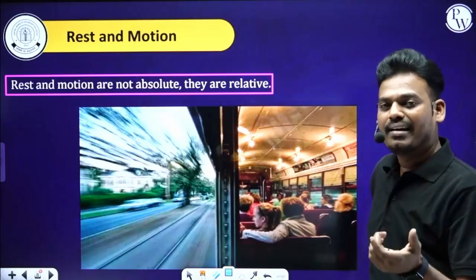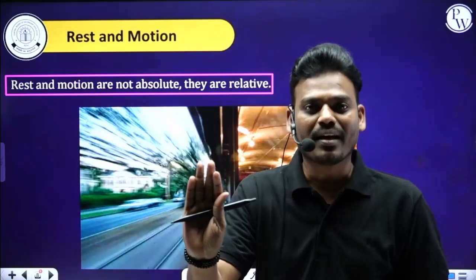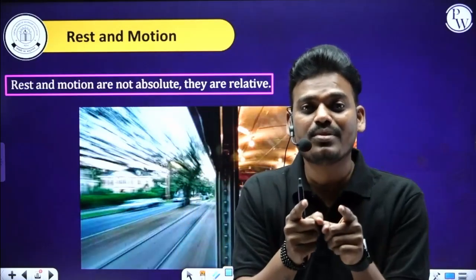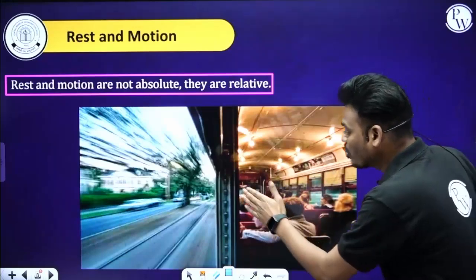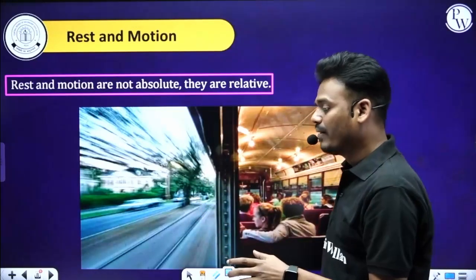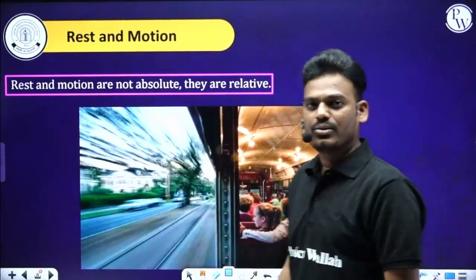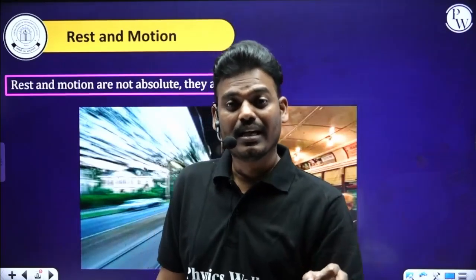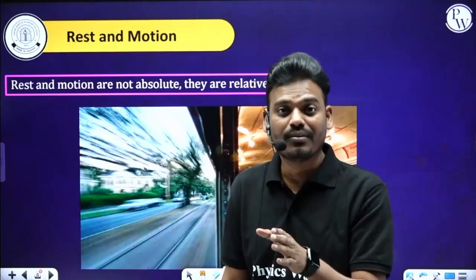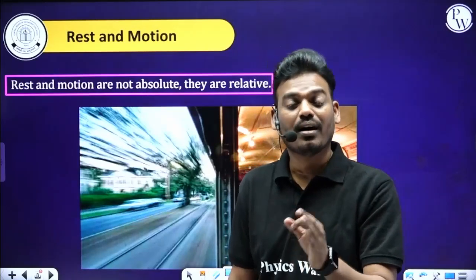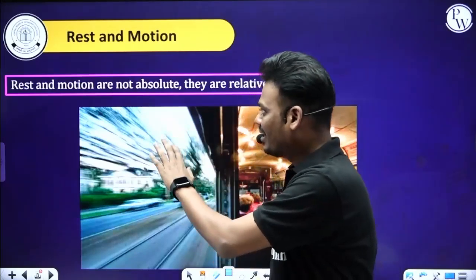But in reality, these trees as well as buildings are in the state of rest only, and your bus is moving. But according to you, you are the observer. So for you, inside the bus everything is at rest, but outside the bus everything is moving. At the same time, it is at rest and it is moving. So we cannot say rest or motion is absolute, it depends on the observer. So rest and motion are relative terms. Hopefully this point is clear for everybody.